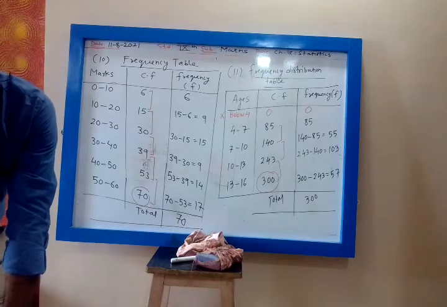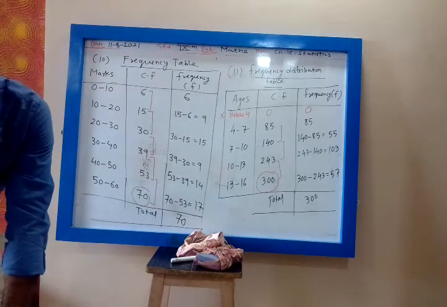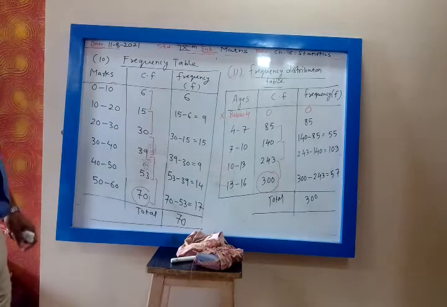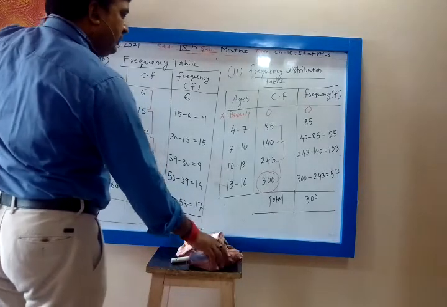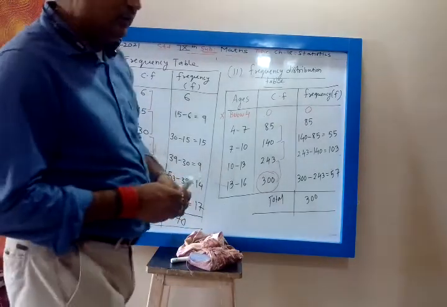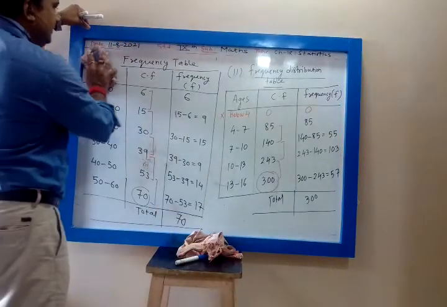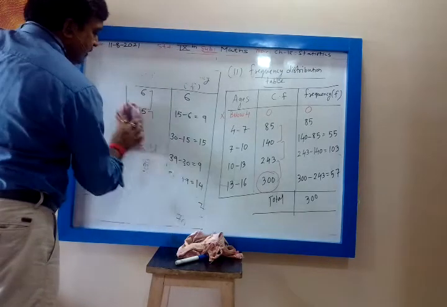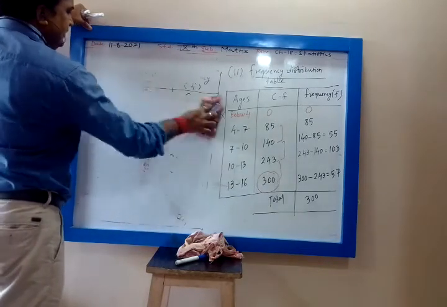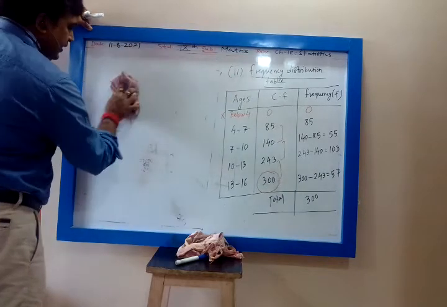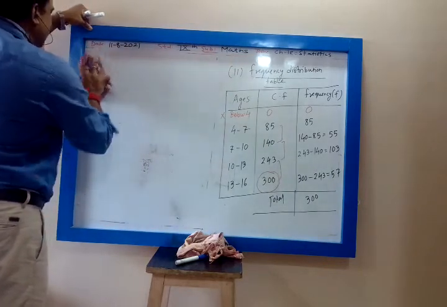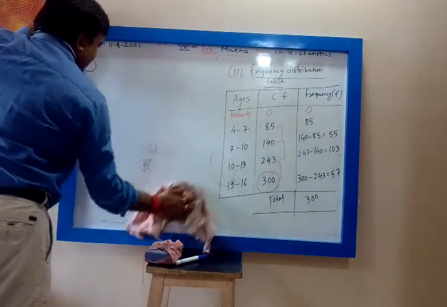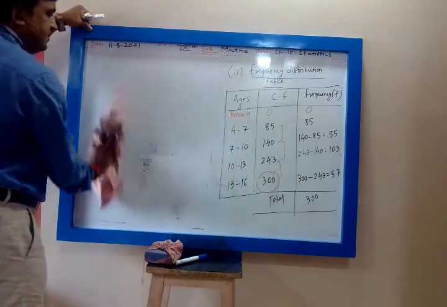So 11th we did, now 12th. Further questions are given. State the number of students in the age group 10 to 13. For number of students, we consider the frequency. Number means frequency. Frequency means the number of times the object has appeared.